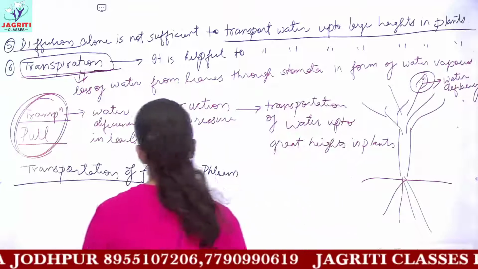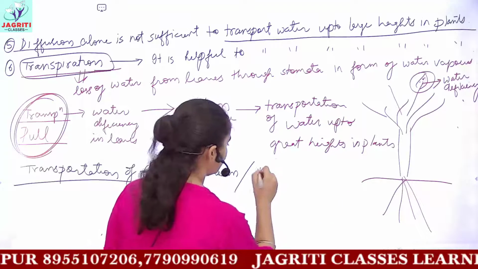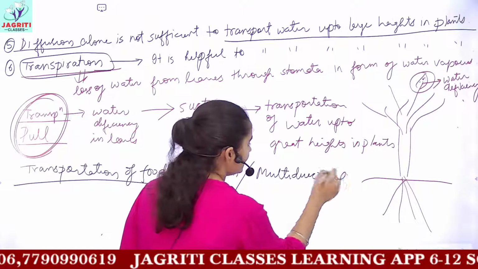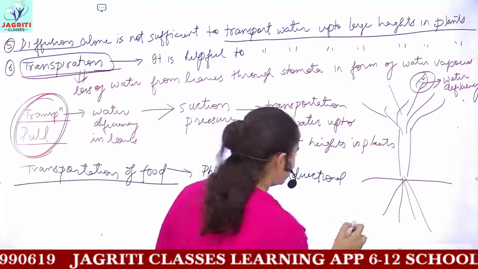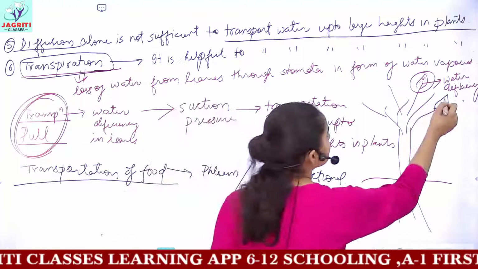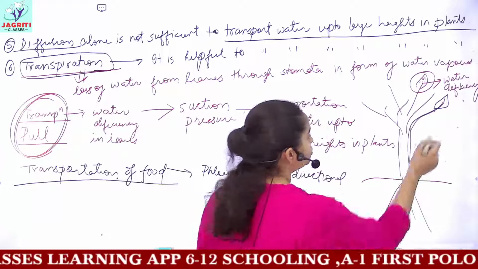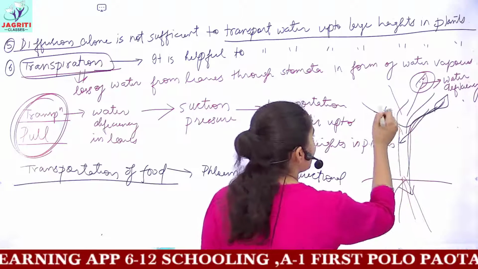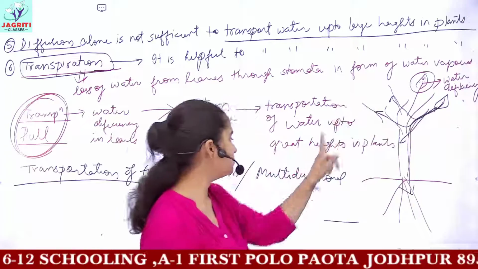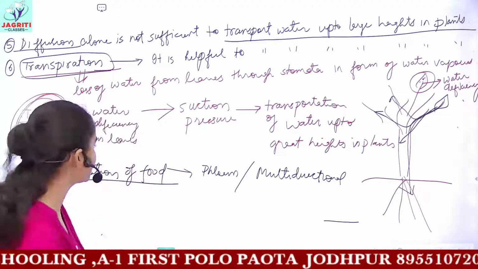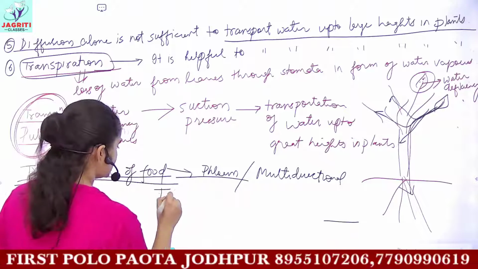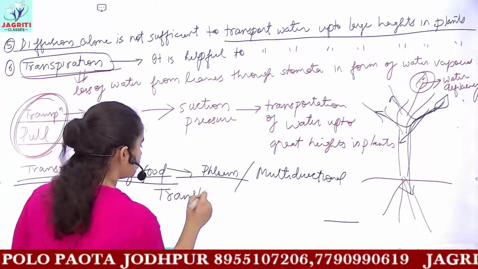Whereas phloem is responsible for multidirectional transport. Why are we saying multidirectional? Because, let's suppose food is made in the leaves. The food made in this leaf needs to be transported downwards to the roots and also sideways to all the branches and stem. So you can see the transport is multidirectional, or you can say bidirectional transport. And transportation of food through the phloem is named translocation.